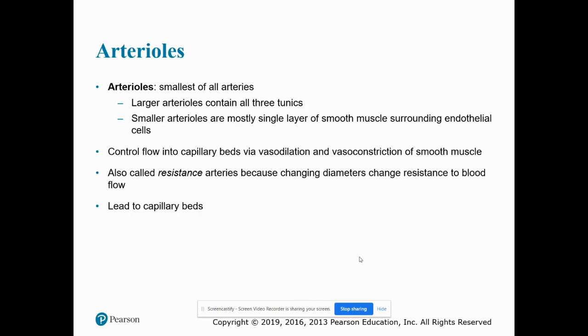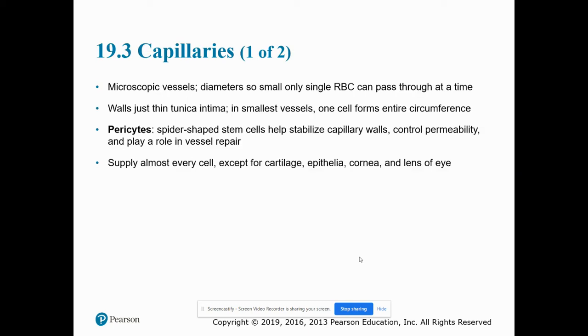Then we have arterioles, which are the smallest of all arteries. The larger arterioles have all three tunics, but the smaller arterioles just have a single layer of smooth muscle around the endothelial cells, and they control flow into capillary beds by either vasodilating or vasoconstricting. They're also called resistance arteries because they change diameters, and changing diameters changes resistance to blood flow. They lead to capillary beds. That's where we start talking about capillaries.